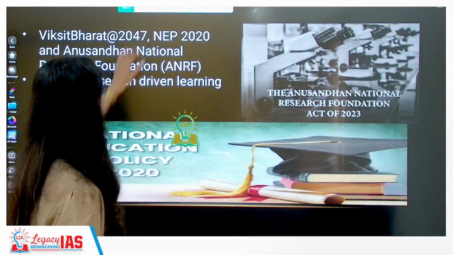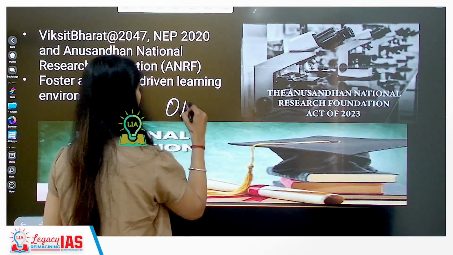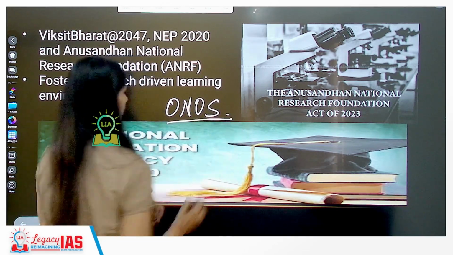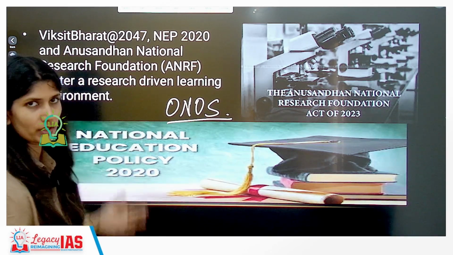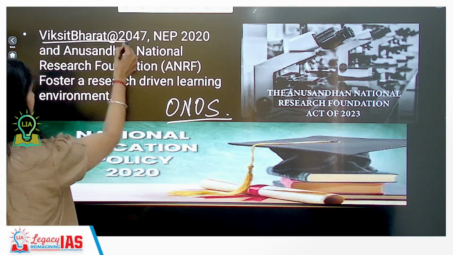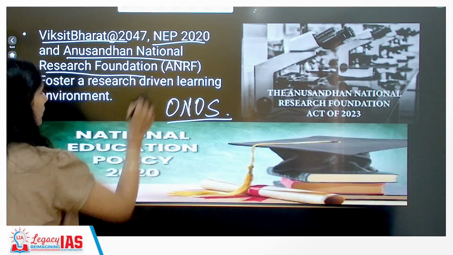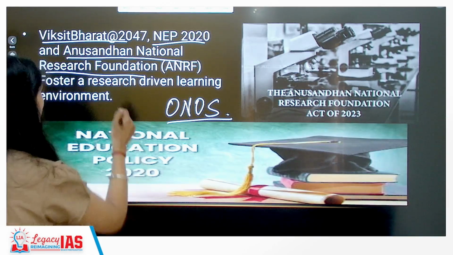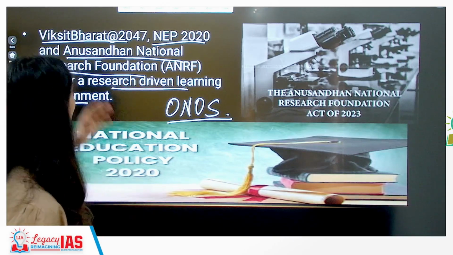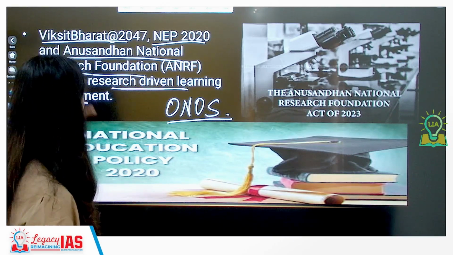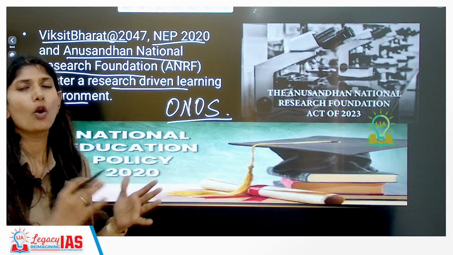Now, the said scheme, that is One Nation, One Subscription, as we have discussed in the Press Information Bureau details itself, is in consonance with Viksit Bharat, the National Education Policy and the Anusandhan National Research Foundation, for fostering a research driven learning environment. So, the goal of the government is already aligning with these three. This is more coherent, this is more holistic.